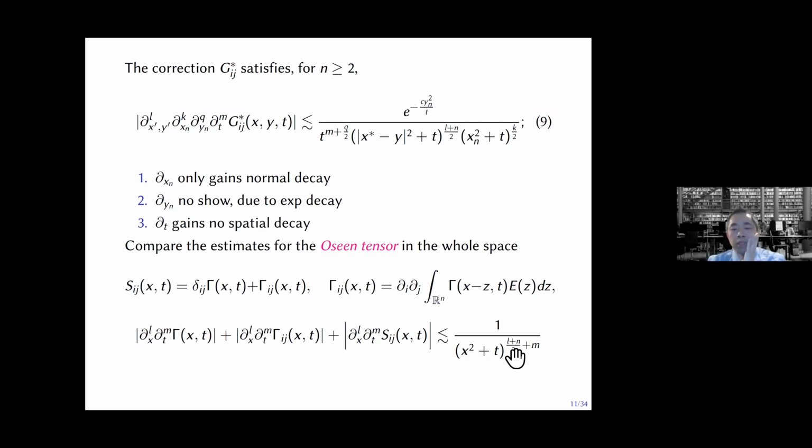x squared plus t to the correct power. So you can see the direction, there's no distinction between direction. It's always, all derivatives give us one extra decay in space. So this is the estimate of Solonnikov.